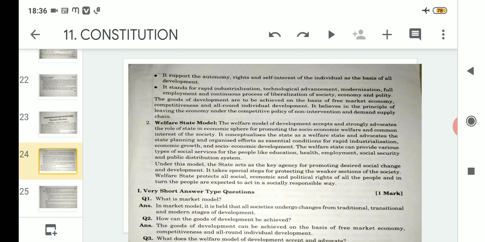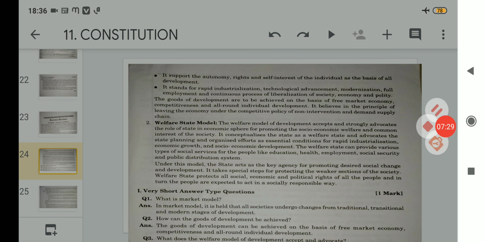And also with that, it believes in the principle of leaving the economy under the competitive policy of non-intervention and demand-supply chain. That means this market model believes in that type of economy where there is a competitive policy of non-intervention. That means non-interference should be there, and along with that it should also have demand-supply chain. Clear? This was all about the market model.